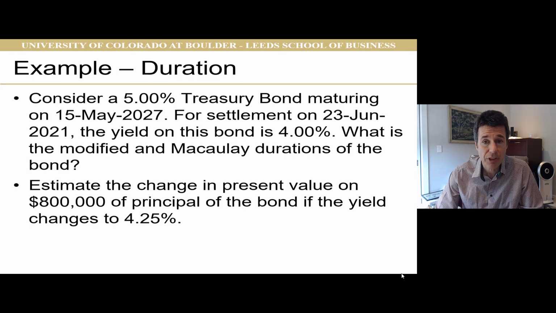Okay, so we're going to do one last example here. Consider a 5% coupon treasury bond maturing on the 15th of May 2027. For settlement 23rd of June 2021, the yield on this bond is 4%. We want to know what the modified duration is, the Macaulay duration of the bond, and then we want to estimate the change in present value on $800,000 of principal of the bond if the yield goes from 4% to 4.25%.